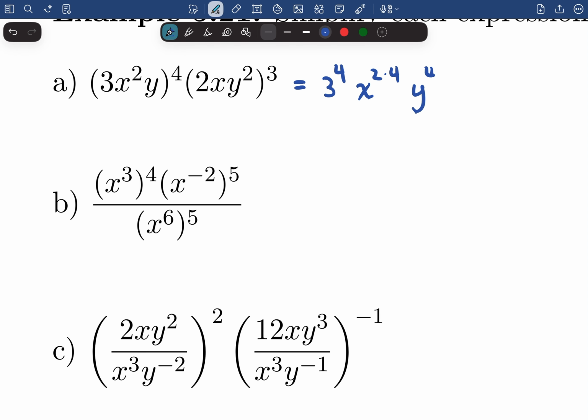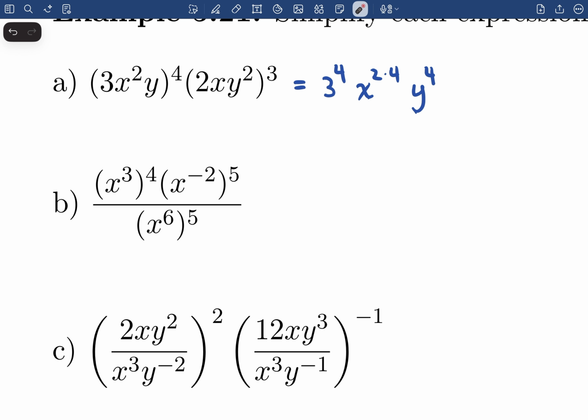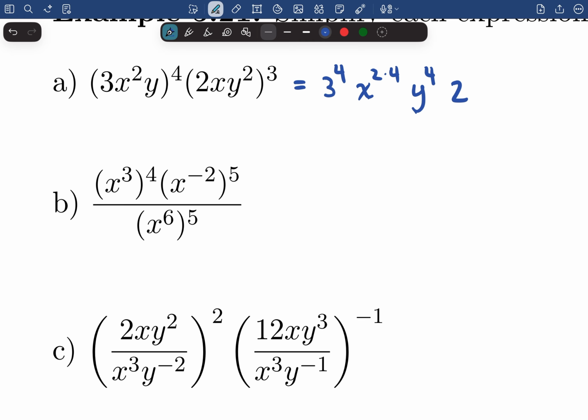Okay, so I've applied this exponent of 4 to this base, this, and this. Okay, and you see it there. And now I'm going to do the same thing with this exponent of 3, applying it to 2x and y squared. And I get 2 cubed, and I get x cubed, and I get y squared cubed, which I will multiply their bases, their exponents together.